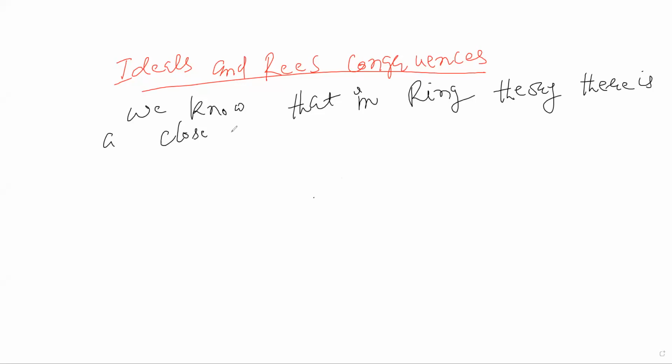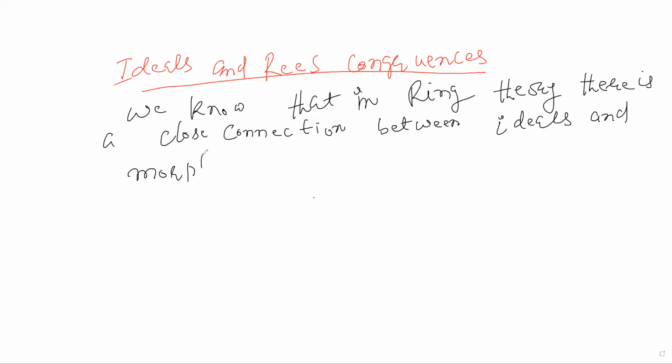There is a close connection between ideals and morphisms. What is that actually? We know that suppose I have a ring R and a ring say R dash and I have a morphism F from R to R dash, then the kernel of F is an ideal in R.